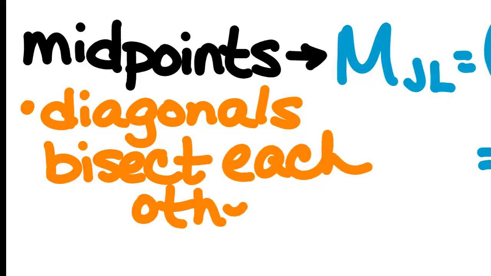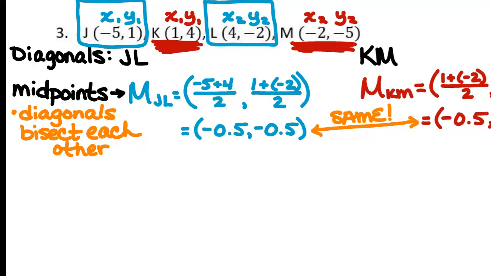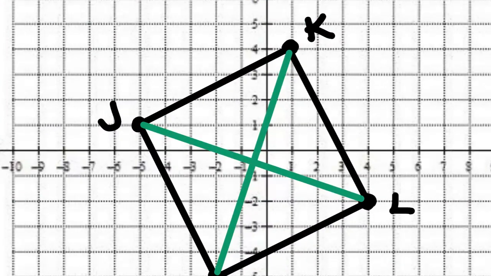Which means this is definitely what kind of shape? Definitely a parallelogram. So I'm going to come over here. Right here is where my diagonals are crossing. That does look to be about negative 0.5, negative 0.5. So JL is being cut in half by that midpoint, and KM is also being cut in half by that midpoint.